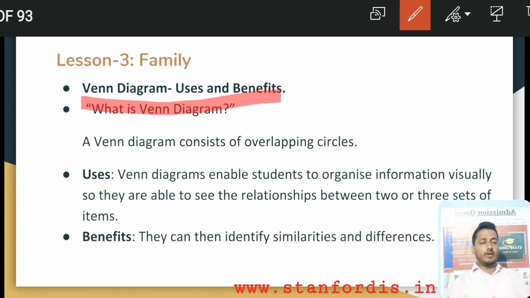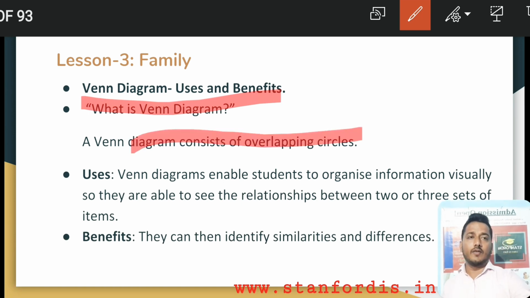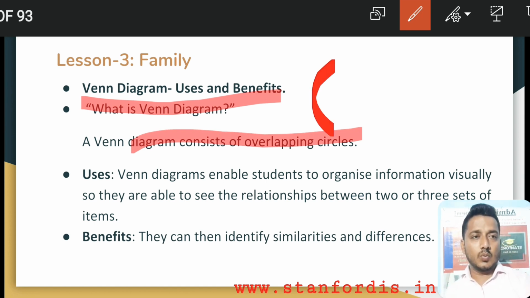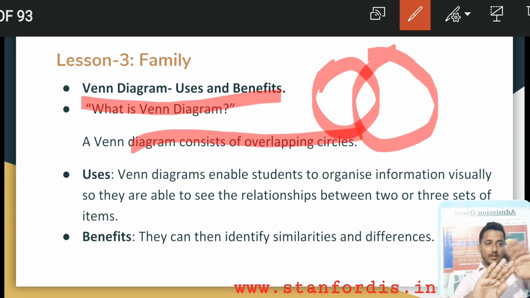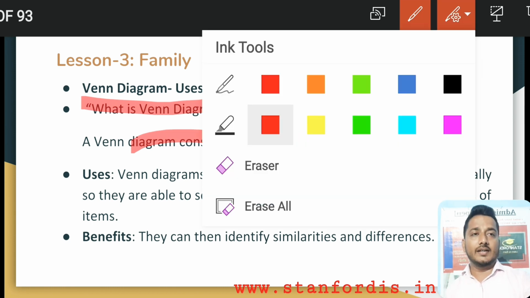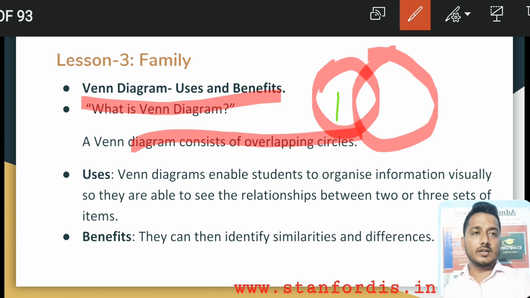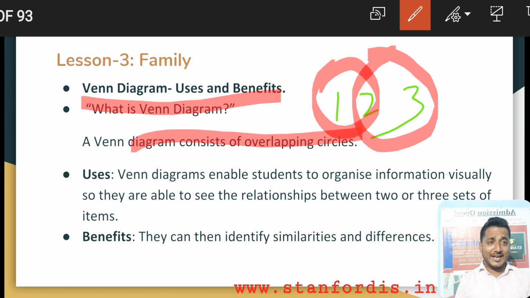What is Venn diagram? A Venn diagram consists of overlapping circles. What does it mean? One circle, second circle. Overlapping means one circle on the second circle. When you are overlapping the circles, you are getting 3 points over there, 3 fillers to fill: very first, second and third. We'll talk about all this in further slides. Till the time, please read what is the uses of Venn diagram.